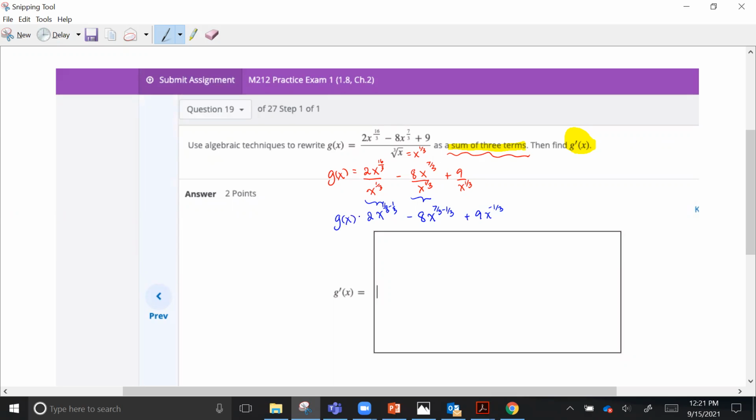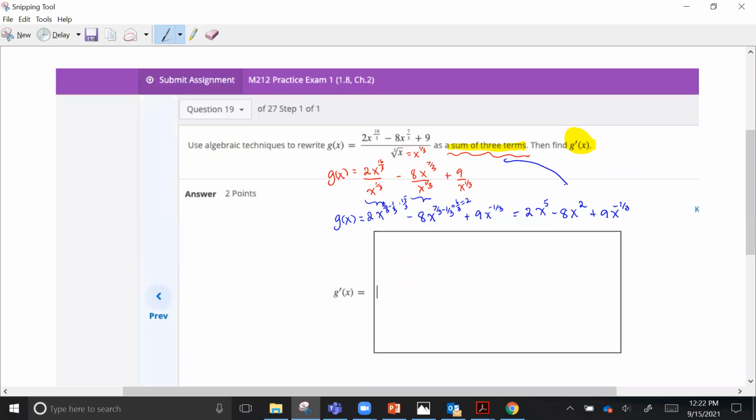So right now we are in the process of simplifying G of x into the sum of 3 terms. The first term, you have to adjust the power 16 over 3 minus 1 over 3. That becomes the power 15 over 3, correct? And 15 over 3 is 5. The second term, power 7 over 3 minus 1 over 3, that is 6 over 3, which is 2. So we have minus 8x to the second power. The last one, nothing to simplify. We just rewrite the power on the bottom to be a negative power on the top.